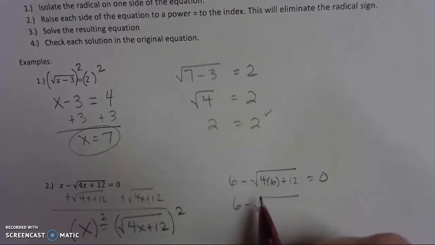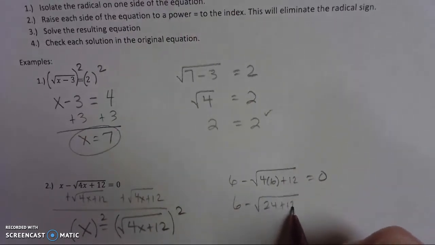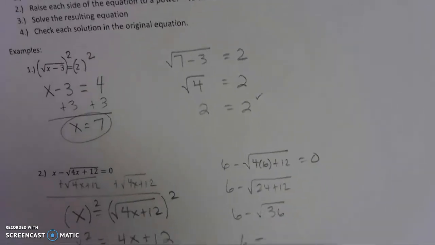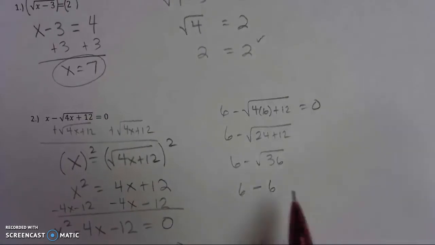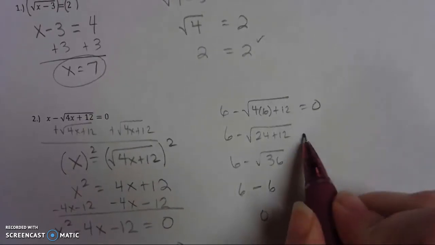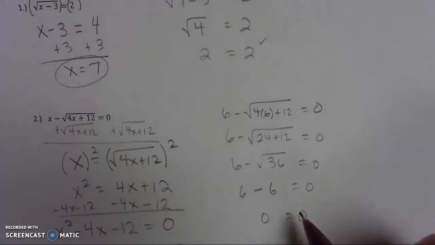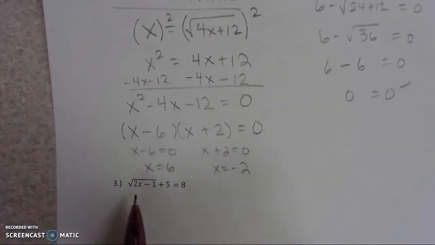Alright, so then 4 times 6 is 24 plus 12. Give me 36. And then the square root of 36 is 6. And 6 minus 6 is 0. Alright, and I can see that 0 and 0 are the same, so I know that 6 is a solution.